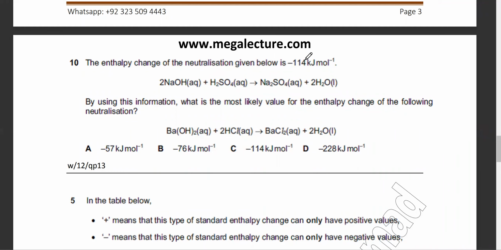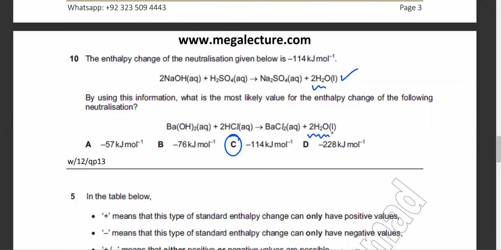So it's minus 114. So this is the enthalpy change of the first reaction. He's asking what would be the enthalpy change of this second reaction. And what is it going to be? It's going to be C. Okay, 2 moles of water are being produced. Be careful, minus 57 is for 1 mole of water. Is that clear? So it's going to be minus 114. I mean, they're both going to be exactly identical.